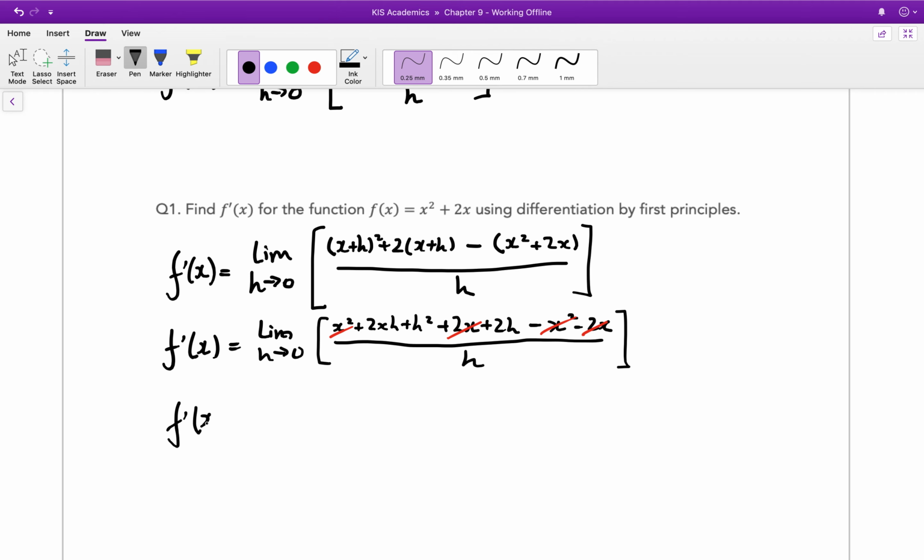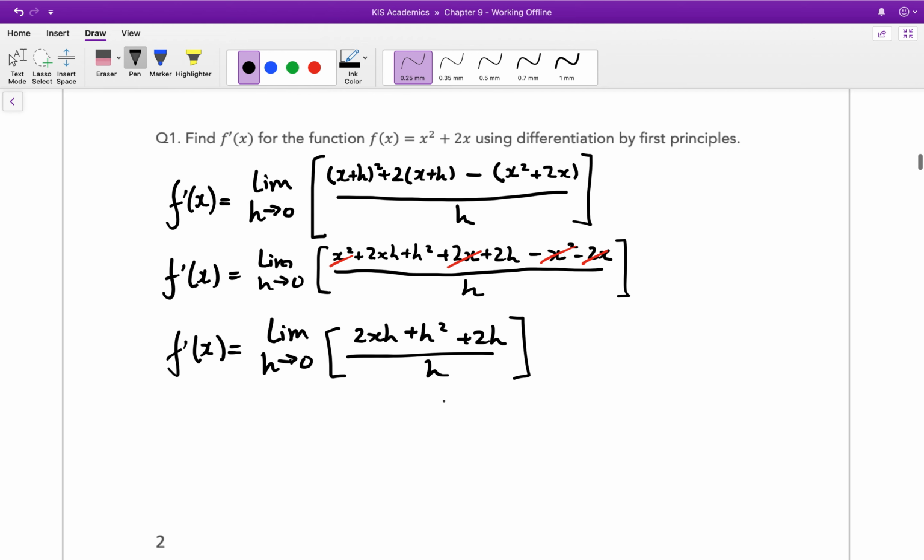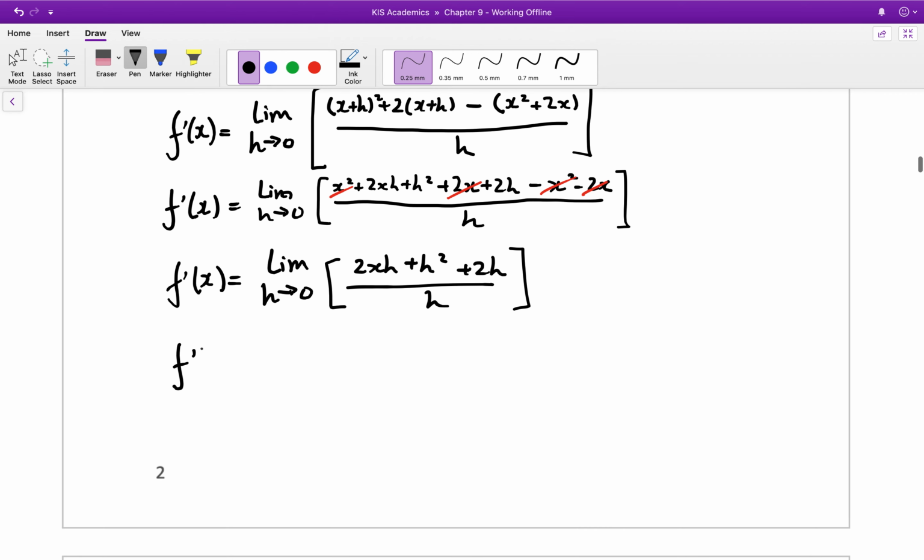So in our next line, we have f dash of x equals the limit as h approaches 0 of 2xh plus h squared plus 2h all over h. And then all of these terms have a common factor of h, so we can cancel that out. So then we have the limit as h approaches 0 of 2x plus h plus 2. And then when we finally simplify our fraction, we can then address the limit.